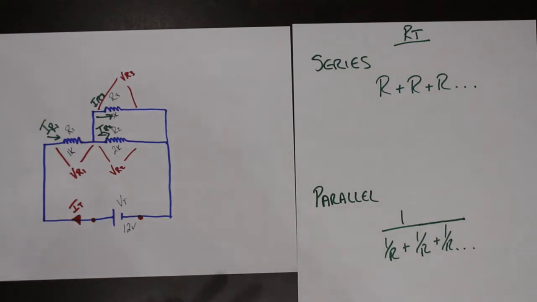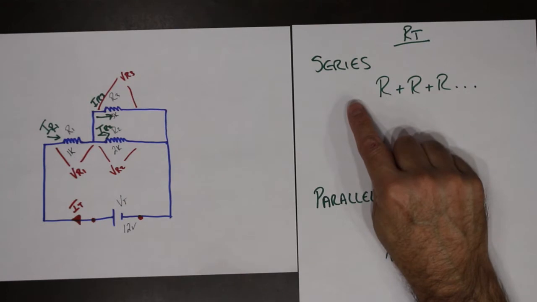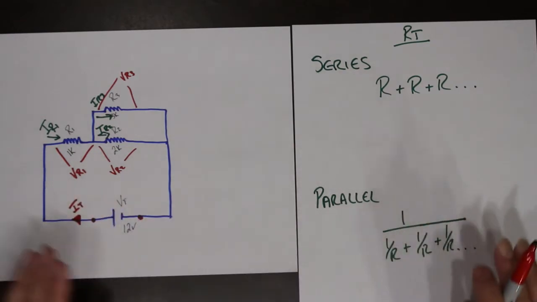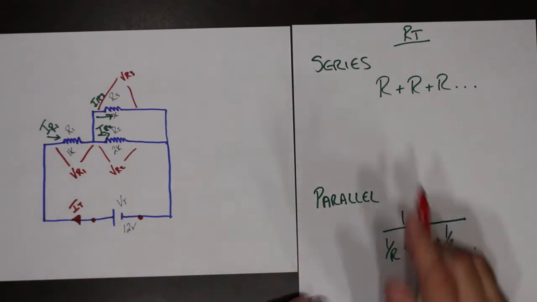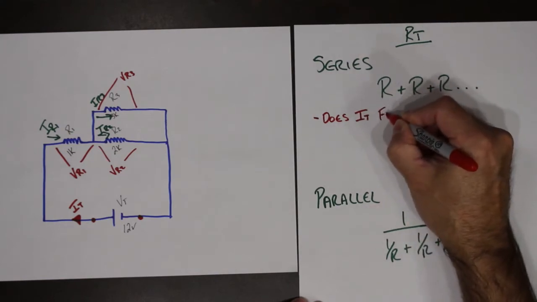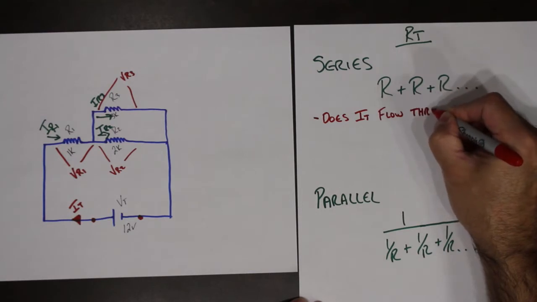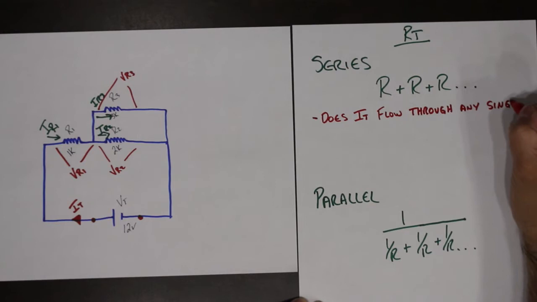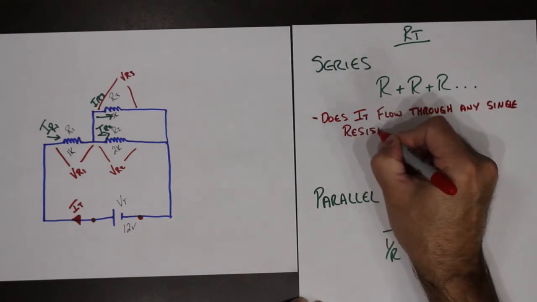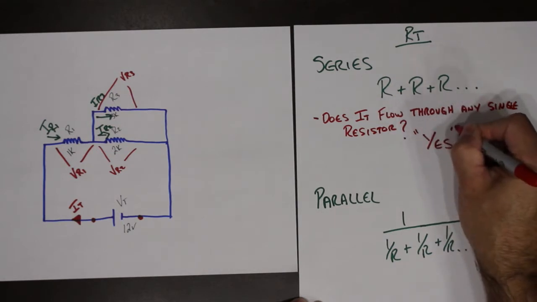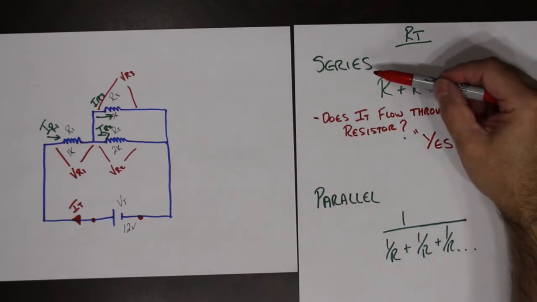Now, one easy thing, if this is going to simplify down to a series circuit, and this rule does not apply to every combination, but it applies to a lot of them, the first thing you want to look for: does I total flow through any single resistor? If you answer yes to this, then this circuit simplifies down to something that is series.